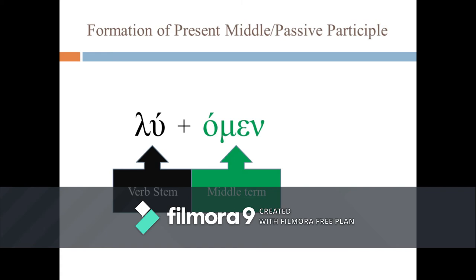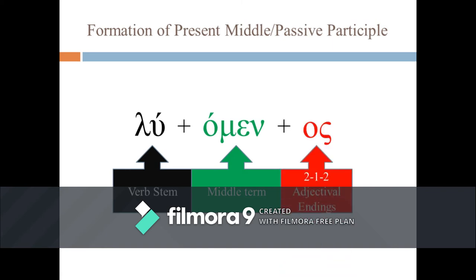It kind of looks identical, actually, to a first person singular present ending, omen. The big giveaway, however, is it will never end the word. It's always going to be followed by an adjectival ending. And in this case, it is always followed by a 2-1-2 adjectival ending. These are the same endings that you used with logos: logos, logou, logo, logon.